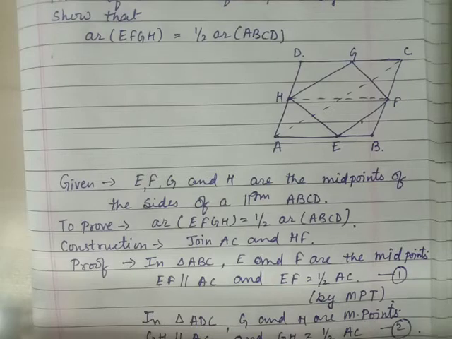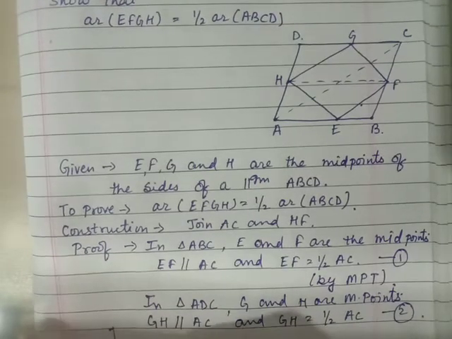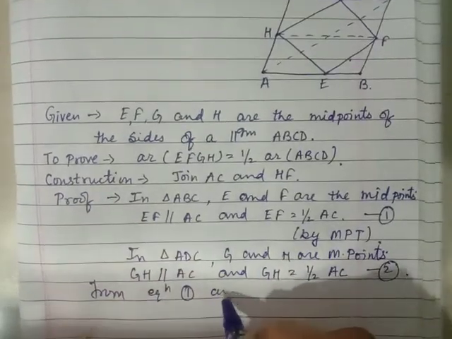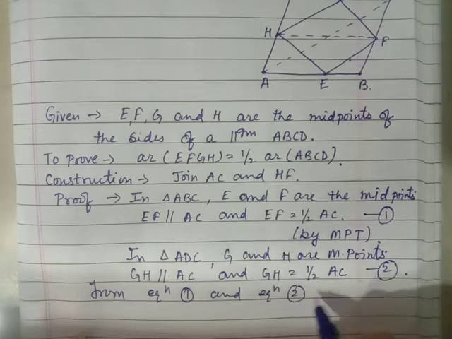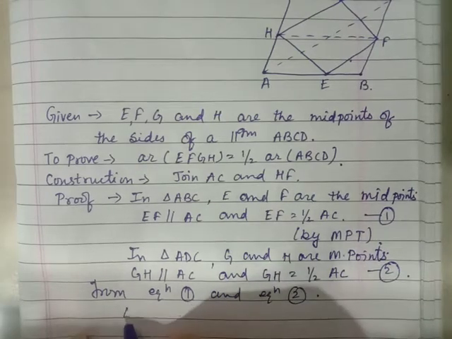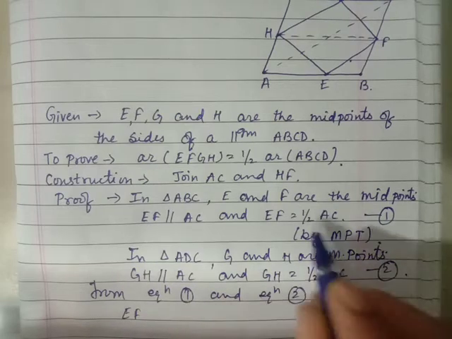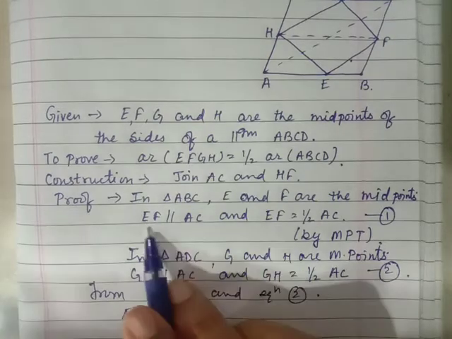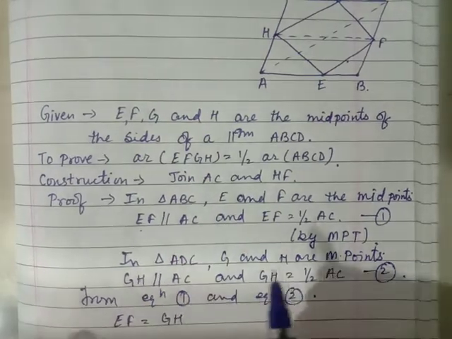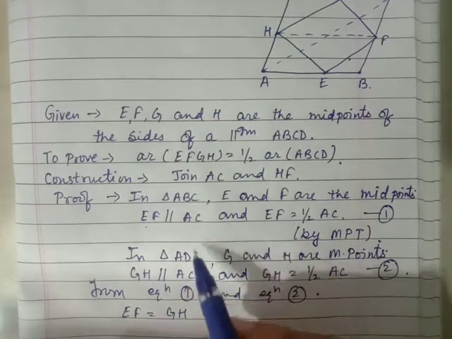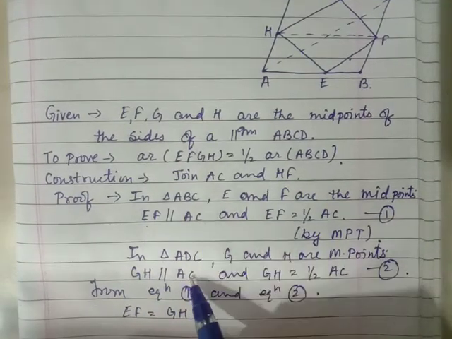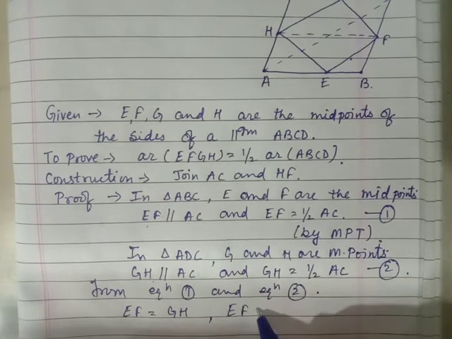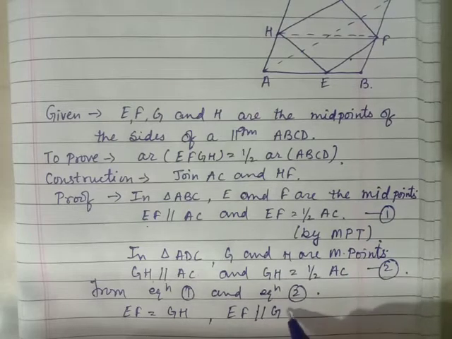So from equation 1 and 2 we can conclude that EF is half of AC and GH is half of AC. So EF is equal to GH. EF is parallel to AC and GH is parallel to AC. See, these two lines are parallel to a common line AC. So it means these two lines are also parallel to each other. So GH is parallel to EF.